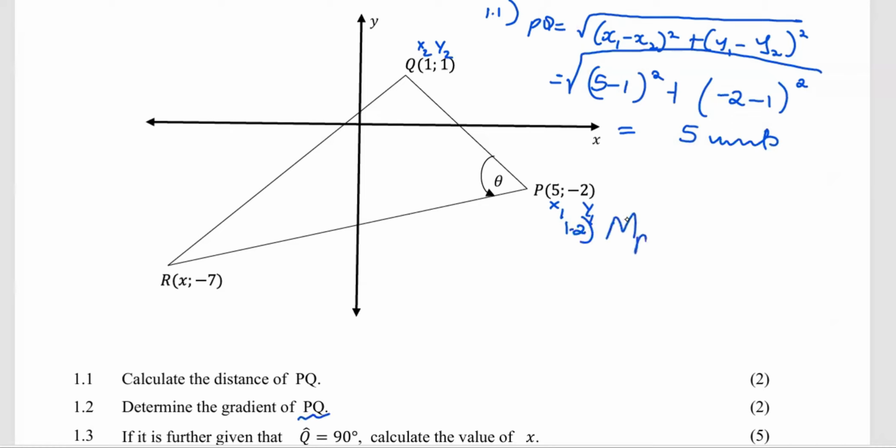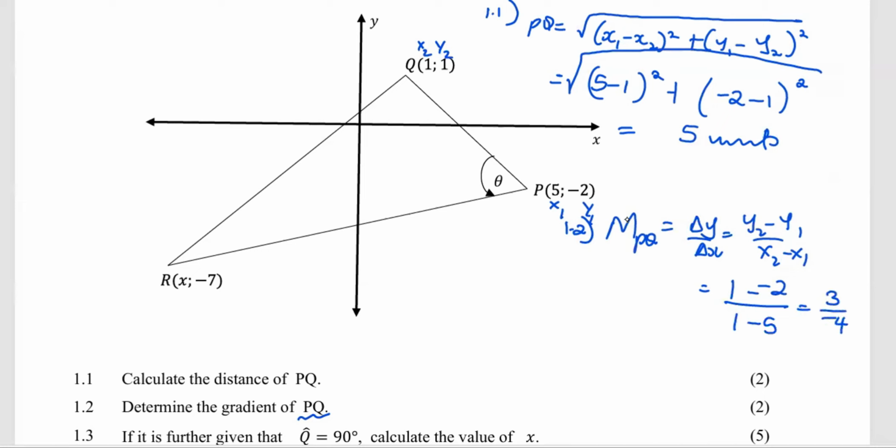So gradient of PQ will be the change in y over the change in x. So I can still do the same thing, or y2 minus y1 over x2 minus x1. When I substitute, it's going to be 1 minus minus 2 over 1 minus 5. That gives me a 3 over negative 4, meaning that our gradient is just negative 3 over 4. Okay, then 1.3, I'll put it aside.